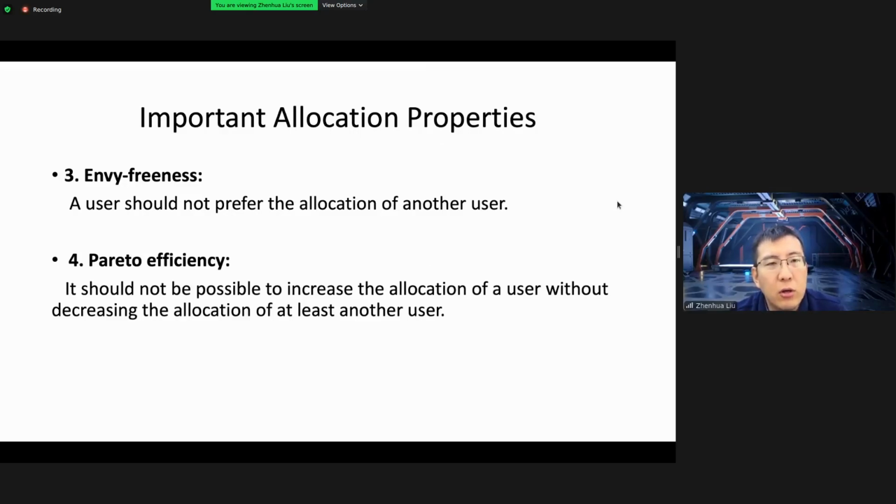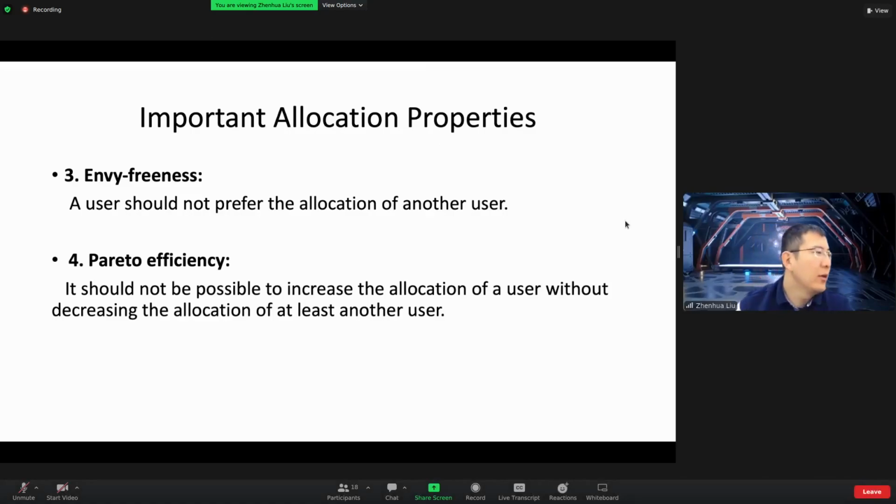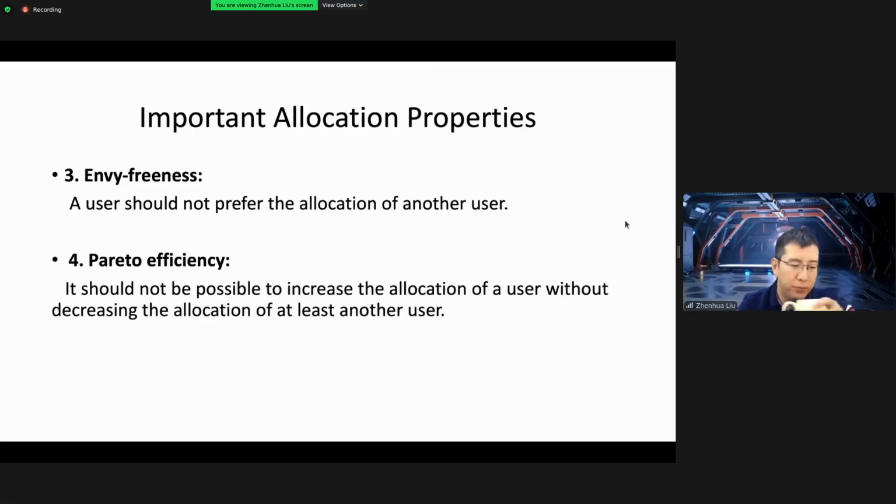There are additional properties like envy-freeness, which means a user should not prefer the allocation of another one, right? And Pareto efficiency means that we cannot improve the allocation of a user without hurting at least another one, right? So the opposite is that if you can find a way to improve the situation of a user without hurting others, then you should do it, right? Because for the system, it definitely gets better.